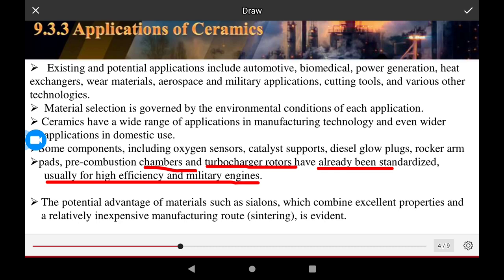The potential advantage of such materials is the combination of excellent properties and relatively inexpensive manufacturing routes for sintering.